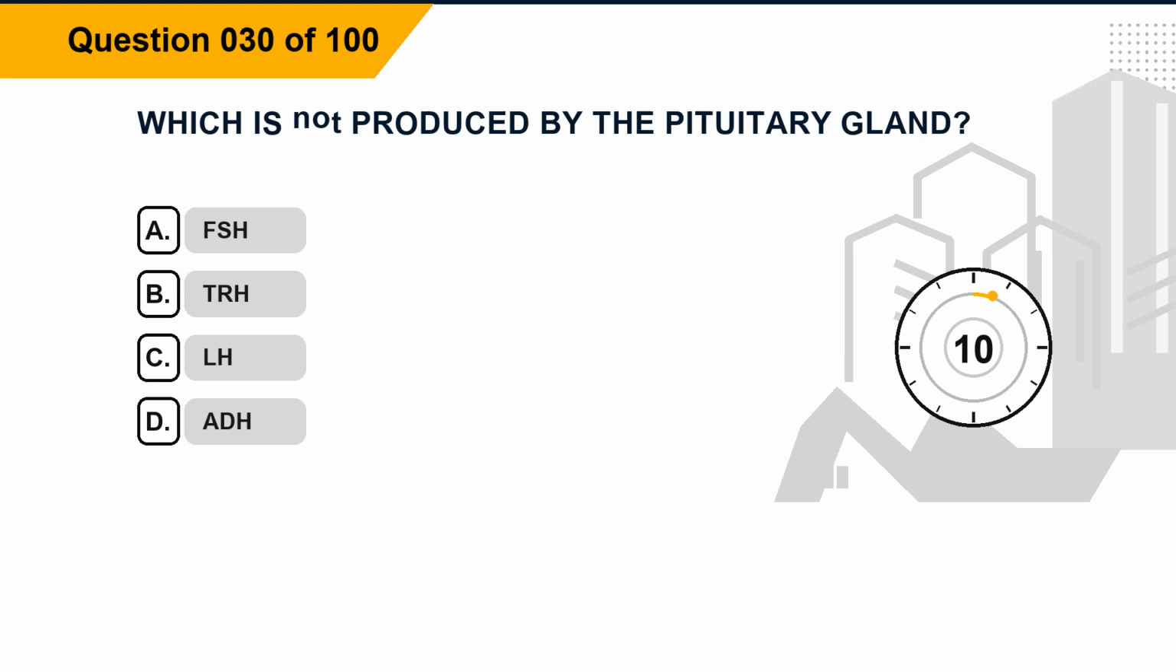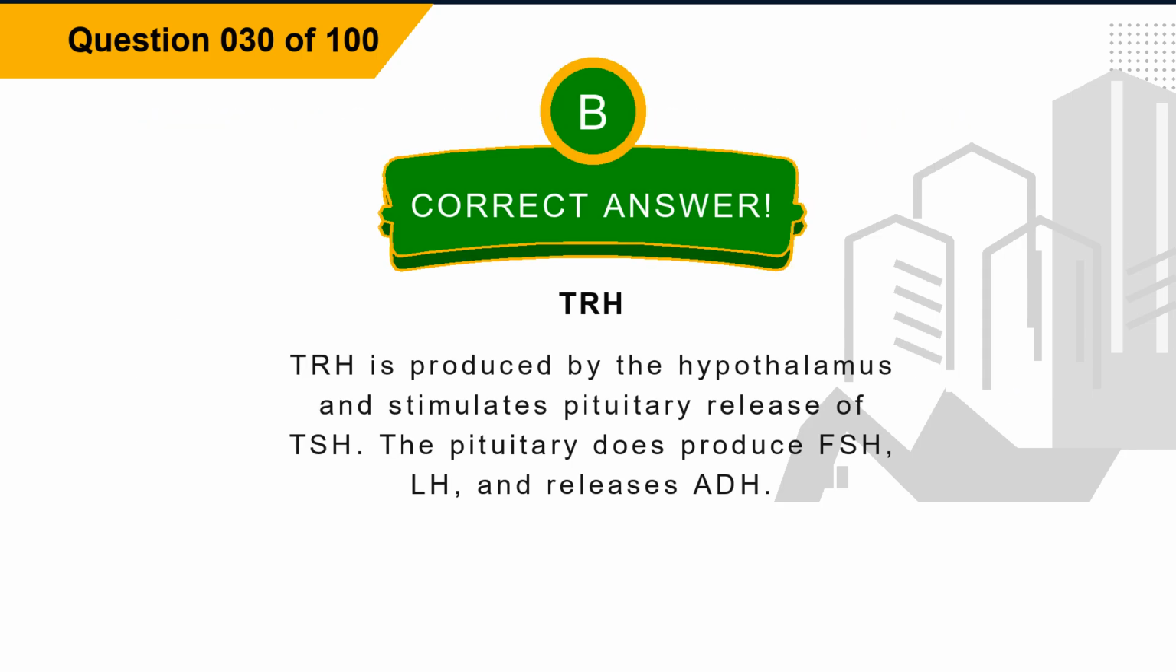Question 30. Which is not produced by the pituitary gland? Option A, FSH. Option B, TRH. Option C, LH. Option D, ADH. The correct answer is option B, TRH. Explanation. TRH is produced by the hypothalamus and stimulates pituitary release of TSH. The pituitary does produce FSH, LH, and releases ADH.